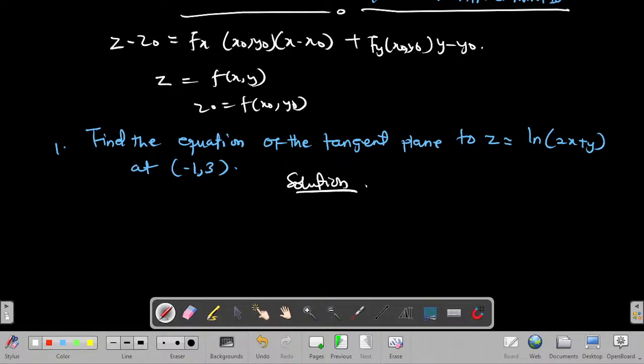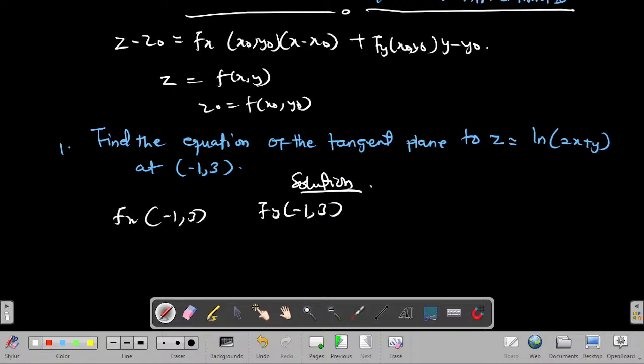As simple as that. And what will be the direction? The direction is simply finding fx at -1, 3 and finding fy at -1, 3. Once you get these two values, then it means that we're actually done, right? It means that we are actually done. Okay. So this is what we do.